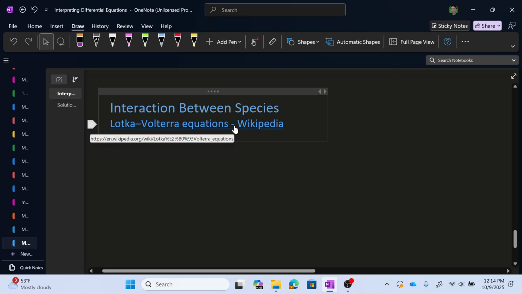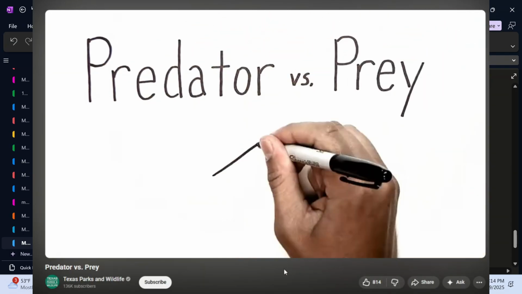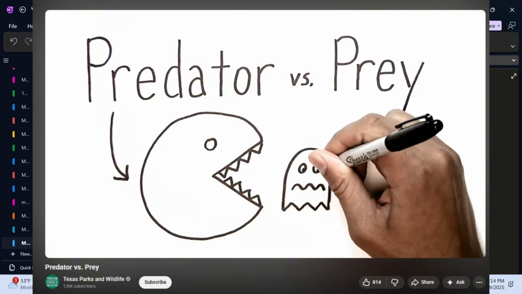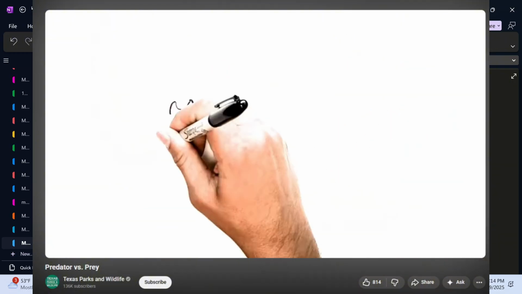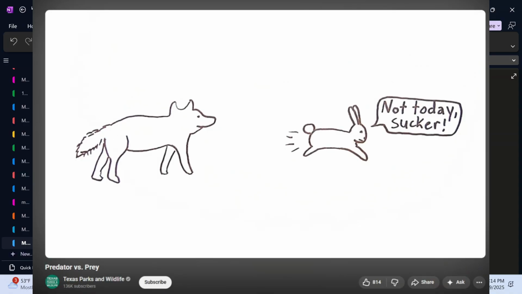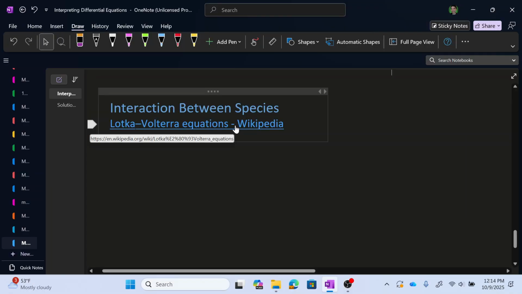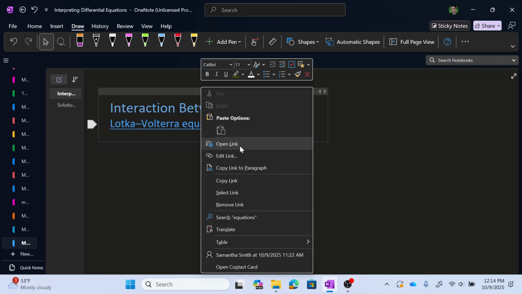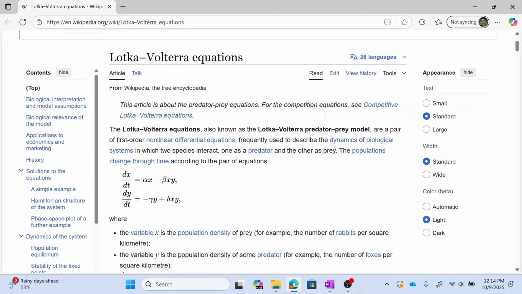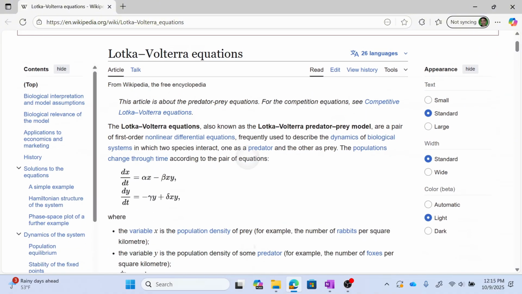So, for example, if you have two species that are interacting with each other, maybe like a population of rabbits and a population of wolves that are eating those rabbits, then the so-called Lotka-Volterra equations have been created to capture what is happening in a situation like that one. So let's pop open this link and let's have a look at what we're dealing with.